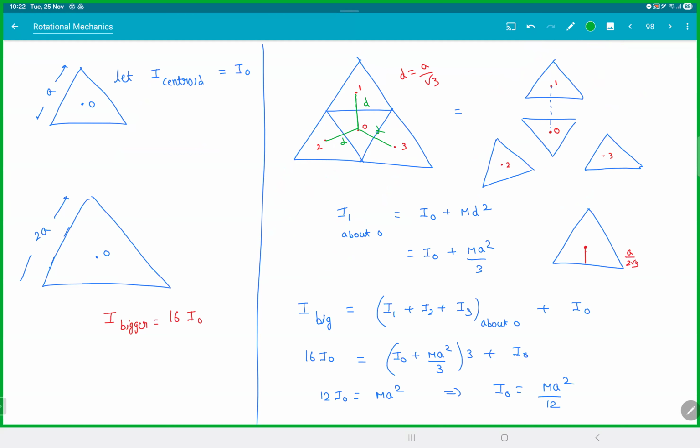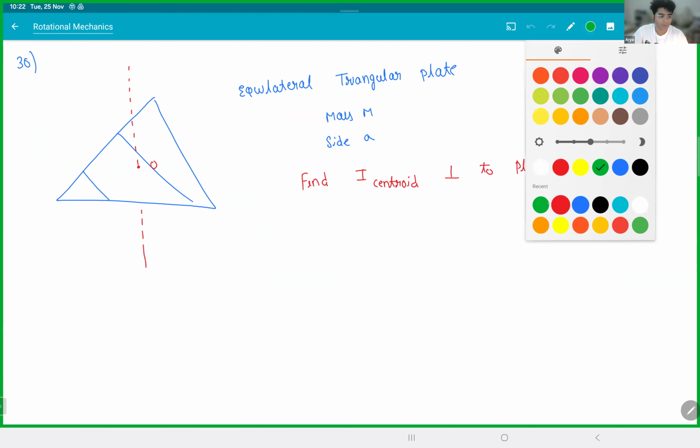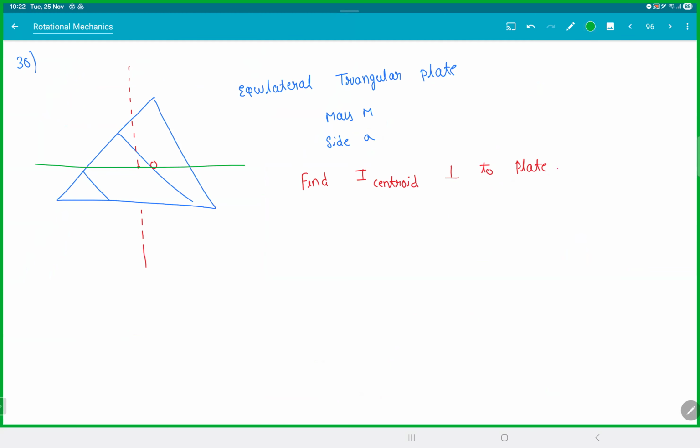Yeah. Sir, I followed a completely different approach. What I did was I took the base, any one side, and then I wrote it as I_COM plus M(h/3)^2, using the parallel axis theorem. And then we can use the perpendicular axis theorem. It is very long, but we can do it. Sir, but I didn't get the answer. Because you messed up somewhere. You need to find out probably this one and this one.